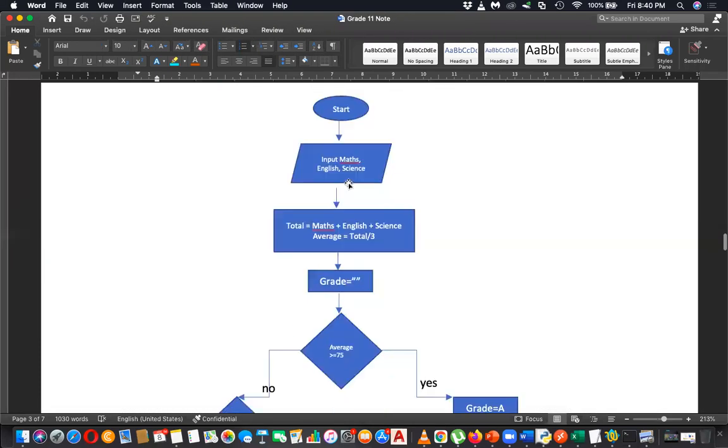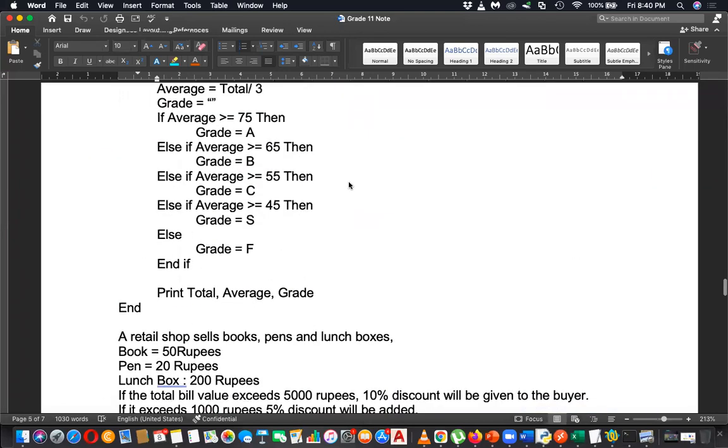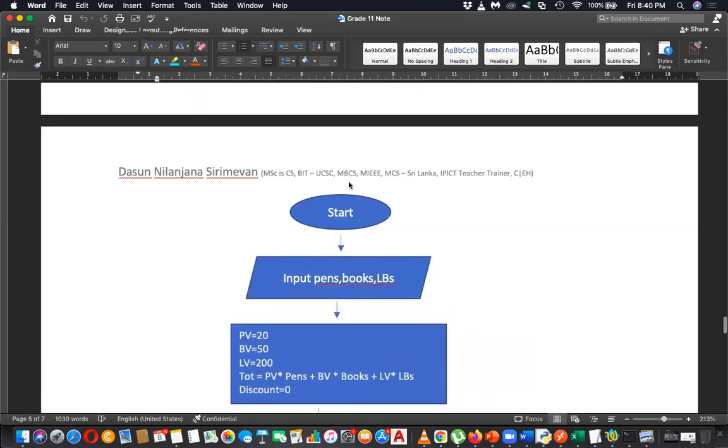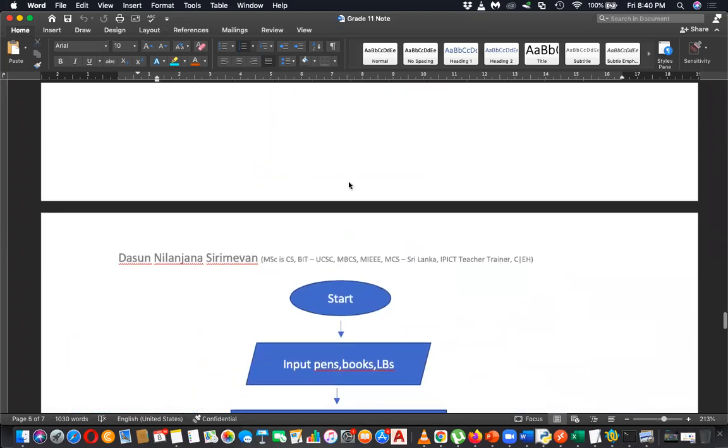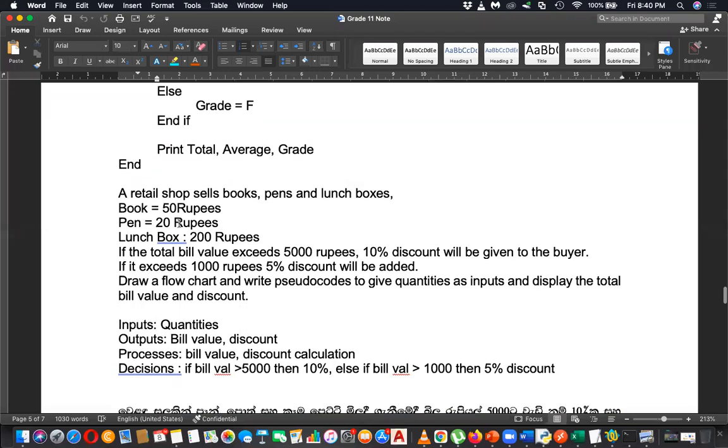For example, you give 2 numbers. Okay, let's forget this one. Here, please read this scenario. A retail shop sells books, pens, and lunch boxes. The price of a book is 50 rupees, the price of a pen is 20 rupees, and the price of a lunch box is 200 rupees.